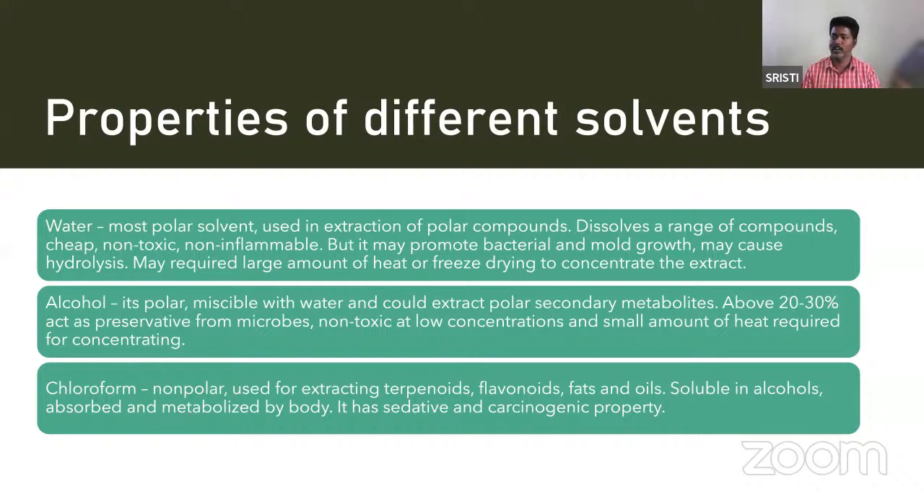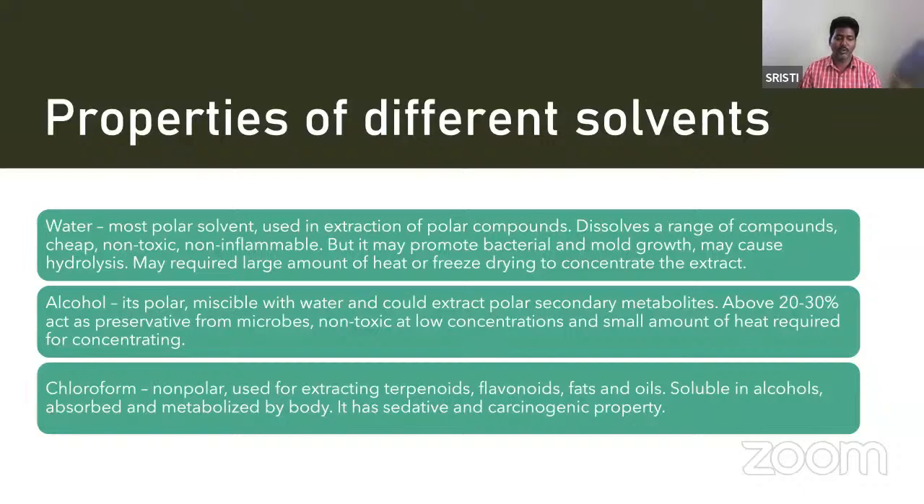When you are using alcohol at lower concentration, it is non-toxic. At higher concentration, it is toxic to cells. And you only need a small amount of heat for concentrating the sample. After you extract using a large volume of solvents, generally you reduce the volume for your experimental purposes. You concentrate them. So only a little amount of heat is required for alcohol-based solvents.